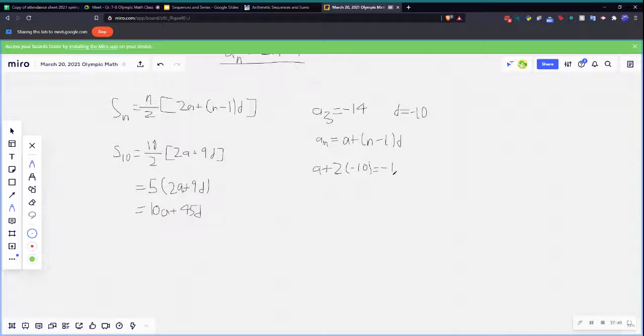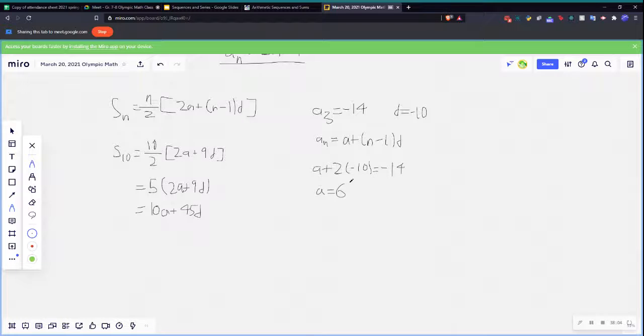And this is equal to negative 14. And if you want to solve for a, you would get a is equal to, so 2 times negative 10 would give you negative 20. Negative 14 plus 20, so you add 20 to both sides. That should give you 6. Yeah, a is equal to 6.